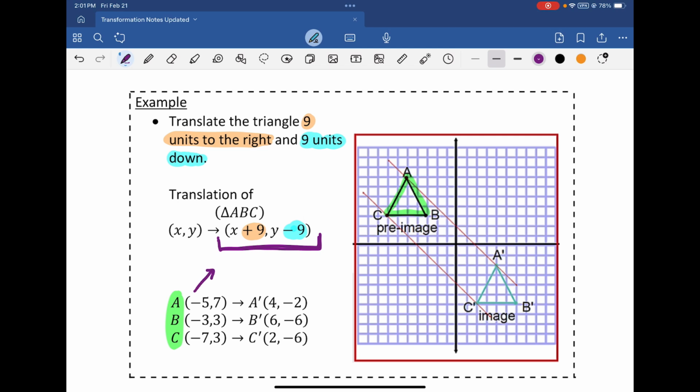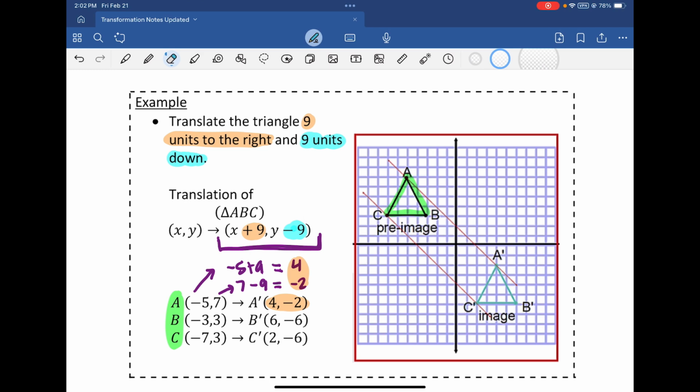My x is -5. So if you have x plus 9, instead of putting x, let's put -5 plus 9. -5 plus 9 is 4. And then our y is 7 minus 9, because we have to plug it in for y. So we have 7 minus 9 equals, and that's -2. And now you can see that 4, -2 is my A prime.